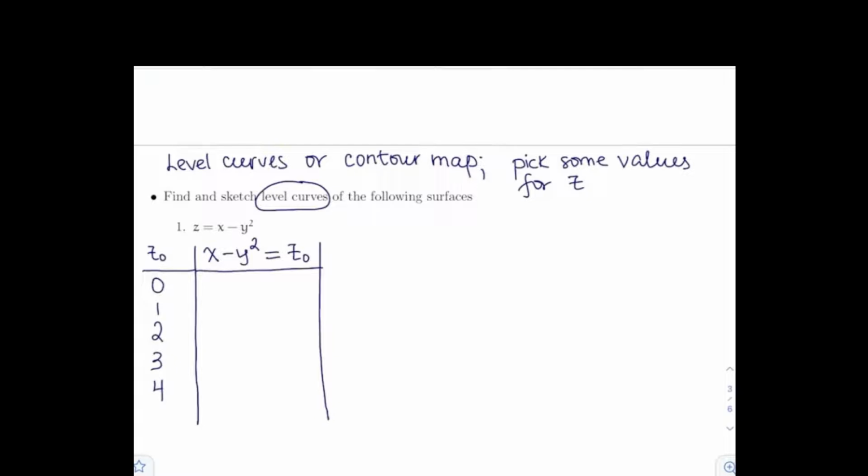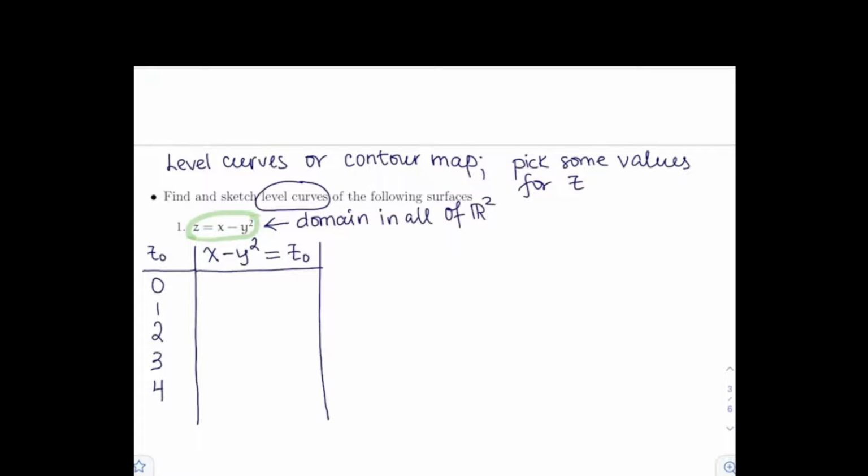But in this case, let's see, we have z is equal to this polynomial function, right? Which means the domain is anything. Okay, so the domain is all of R2 because that's a polynomial function. Polynomials are defined for everything. Okay, so we don't have to worry about too many restrictions here.